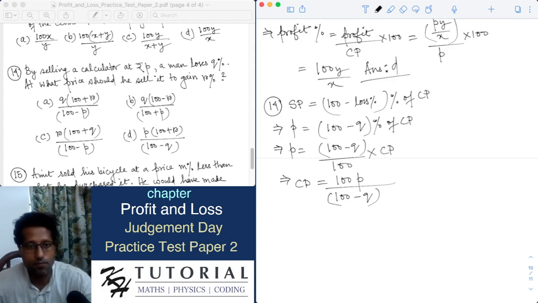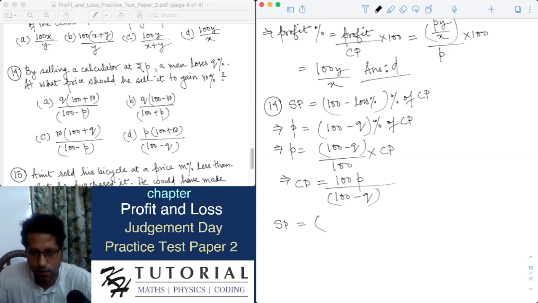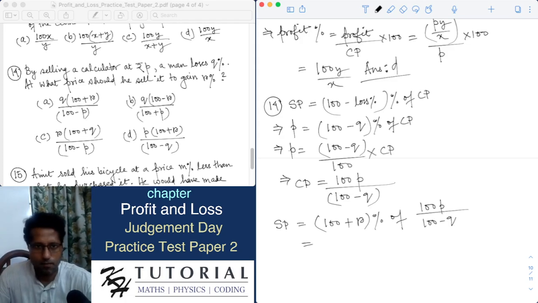Now it is asking at what price should he sell it to gain R percent. To gain R percent is based on the cost price that we have found. So if we have to make a gain of R percent, we know that the selling price should be 100 plus the gain percent, that is R, this much percent of the cost price. The cost price of the calculator we know is 100P divided by 100 minus Q.